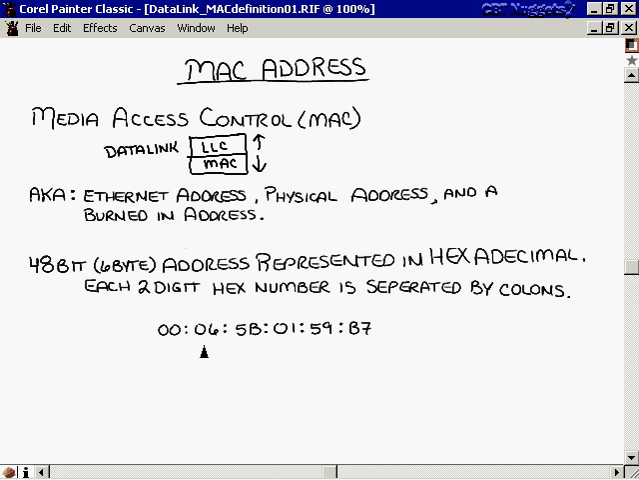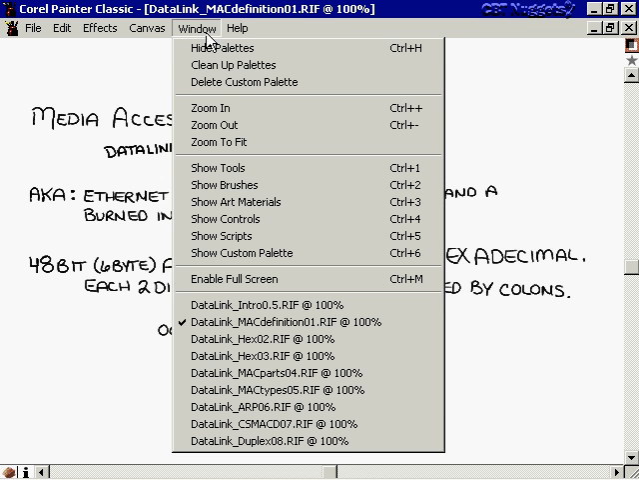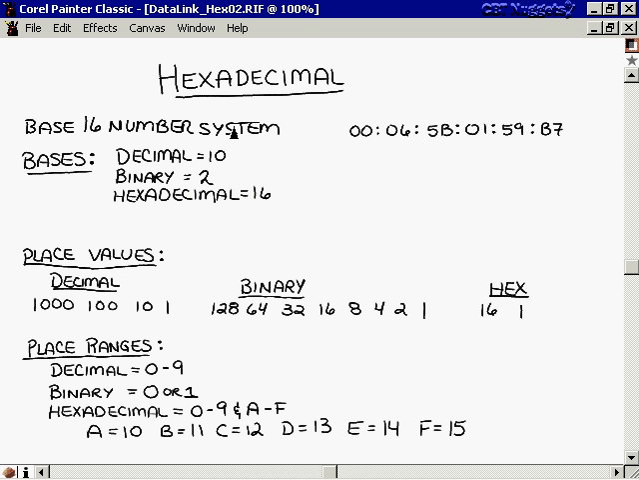To avoid confusion and maybe even intimidation, let's take a detailed look at the hexadecimal numbering system and how it works to make you feel more comfortable with the representation of a MAC address in hex. Alright, the hexadecimal numbering system. It's a base 16 numbering system. What does that mean to us? Let's take a look at other numbering systems and their bases to give you an idea of what we're driving at. First of all, the decimal numbering system has a base of 10.